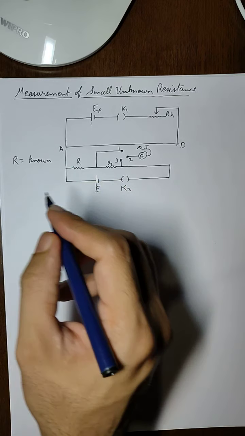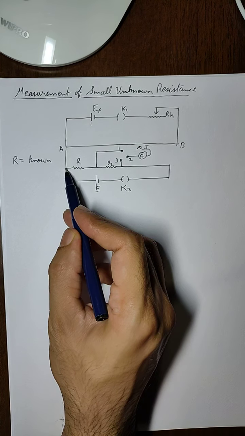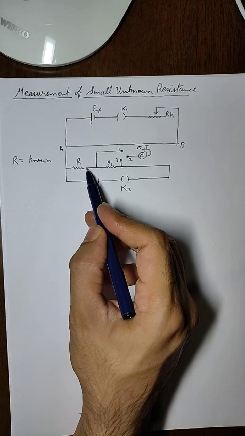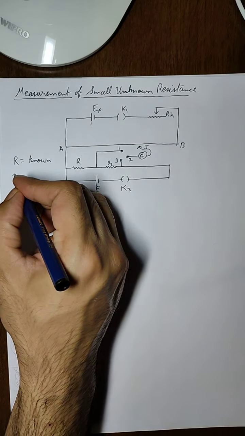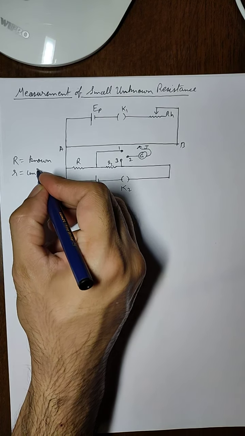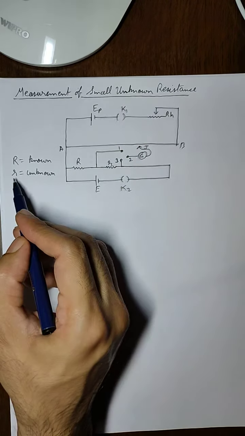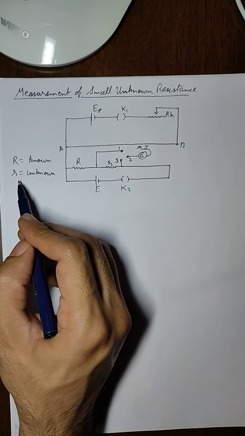We are using the known resistance, and one end of R, the higher potential end of R, is connected to A, and the lower potential end of R is connected to small r. This small r is the unknown resistance that we have to find out. This small unknown resistance is small r. We have to find out the value of small r.